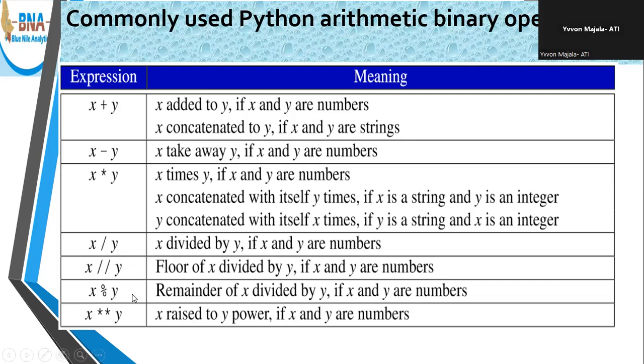And then there is x modulus y, the remainder of x divided by y if x and y are numbers. If you want to get the remainder, for example, you have 5 divided by 2, you use this percentage sign, which is called modulus. And then there is x, then 2 star signs, and then y. That is x raised to the power y if x and y are numbers. For example, you have 2 and then 2 star signs and then 2. This is 2 power 2. What do you get?